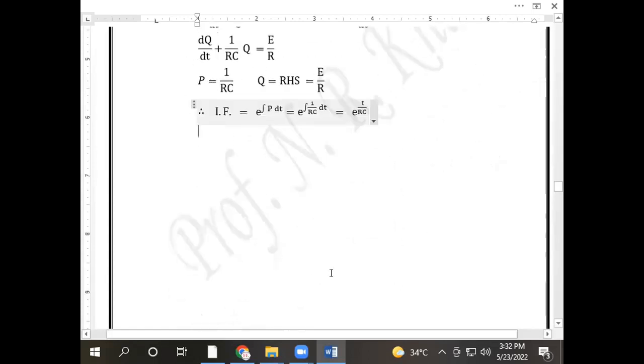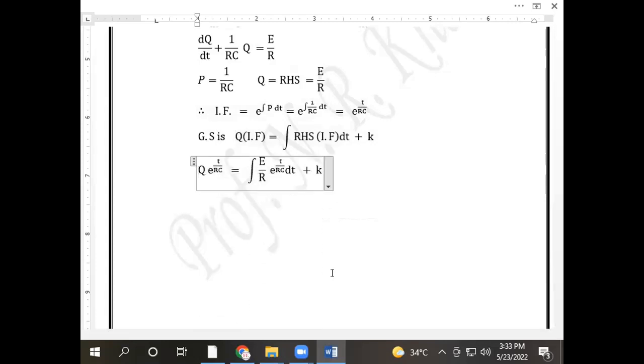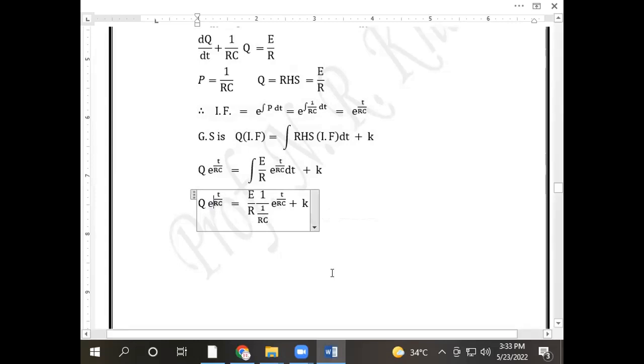And the general solution of this circuit, meaning we have to find the charge across this circuit, is given by Q into integrating factor is equal to the right hand side into integrating factor integrated dt, plus k. Then putting the value of the integrating factor, Q e raised to t upon RC is equal to E upon R times e whose index is t upon RC dt, plus k. So E upon R is a constant; we take it outside the integration and take the integration of the exponential function.